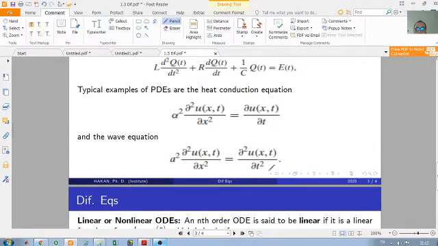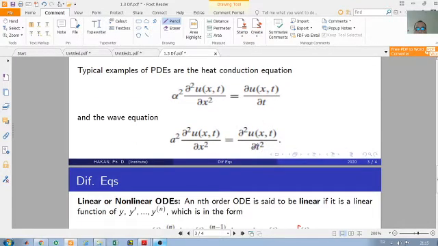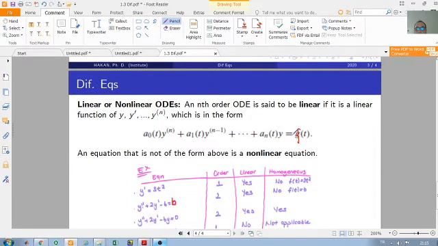We have the second partial derivative of u with respect to t, and since we have two independent variables for the solution of the differential equation u of x of t, it is a partial differential equation.